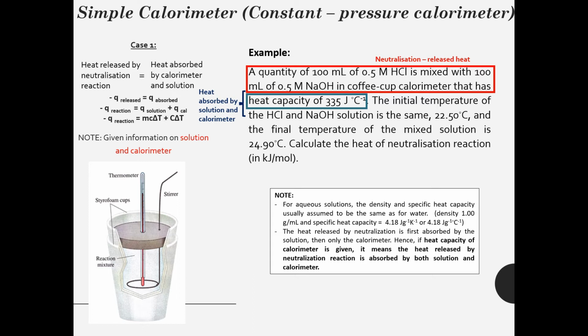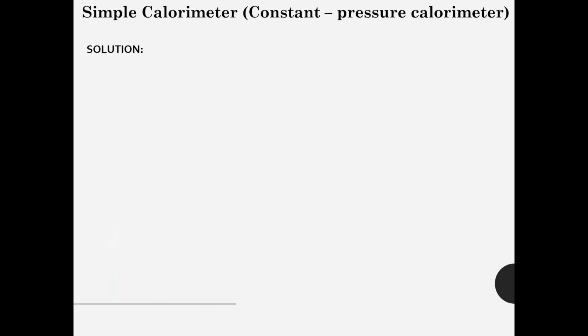And then for the heat or enthalpy of neutralization, we must remember that the heat released is absorbed by the solution first, then only absorbed by the calorimeter. So if the question gives you the heat capacity of the calorimeter, it means that the heat released from the neutralization reaction is absorbed by both the solution and the calorimeter. So how to solve this question? To solve this question, first we must look at the definition of enthalpy of neutralization.